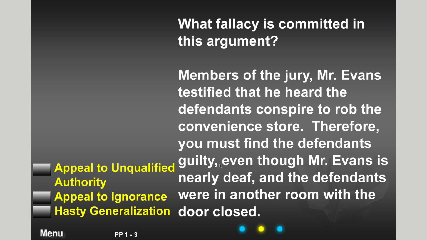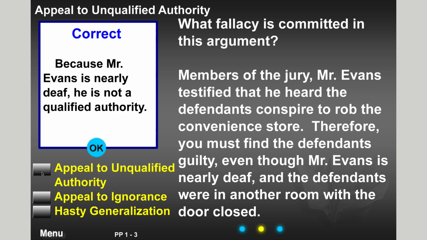No prosecutor, though, would ever add this or emphasize this. If Mr. Evans is nearly deaf and the defendants were in another room with the door closed, obviously he couldn't have heard them conspire or would be unlikely to have heard them conspire. Okay? In other words, Mr. Evans is an unqualified authority. Okay?